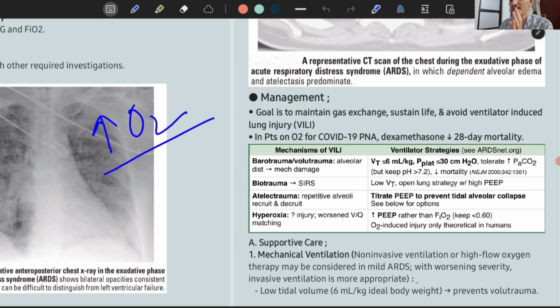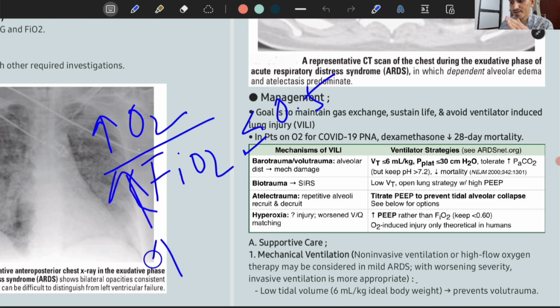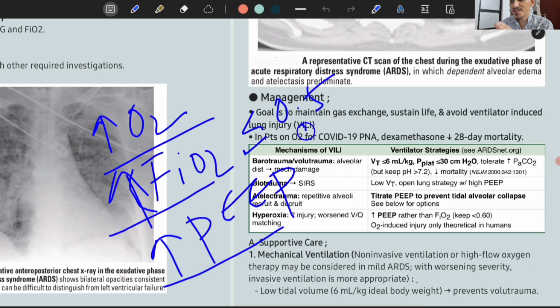So that's why in ARDS you keep FiO2 less than or equal to 0.5. If you want to maintain saturation, if you want more oxygen, instead of increasing this FiO2, you will increase positive end-expiratory pressure. This will cause recruitment of more collapsed alveoli. They will open and they will have gas exchange. So instead of increasing FiO2, we will increase PEEP.